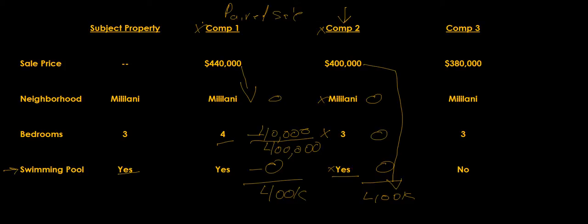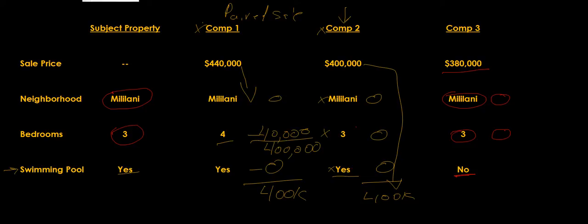Let's change ink colors here. Comparable number 3 sold for $380,000, but like the subject, it's located in Mililani. It's got 3 bedrooms, just like the subject, so there's going to be no adjustment for Mililani and no adjustment for 3 bedrooms, but the difference is it doesn't have a pool. So what we're searching for now is the sale of a property that is similar to Comp 3 in every way except for pool, and it's Comp 2.